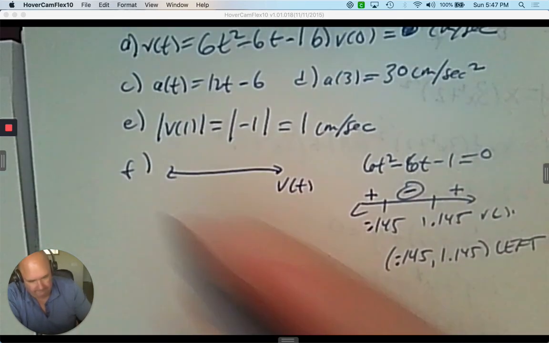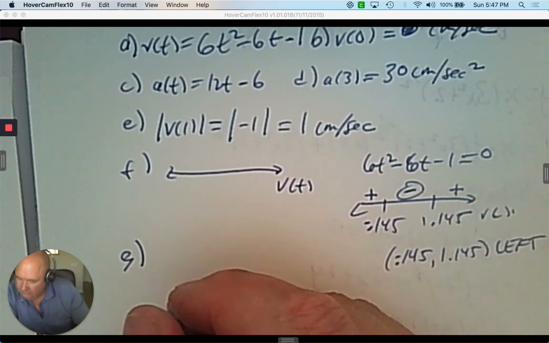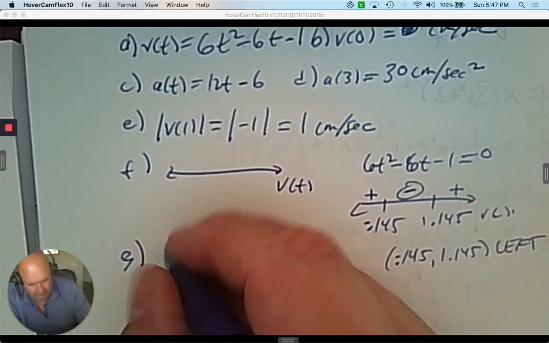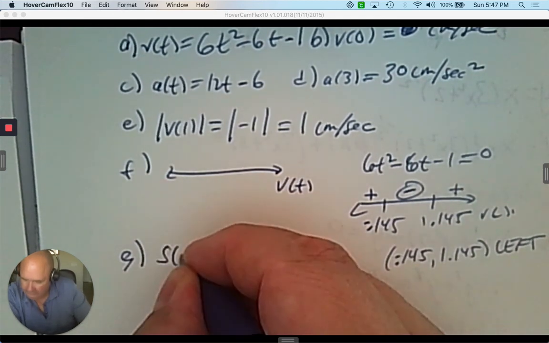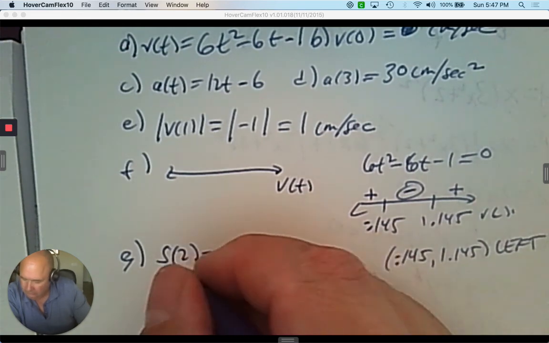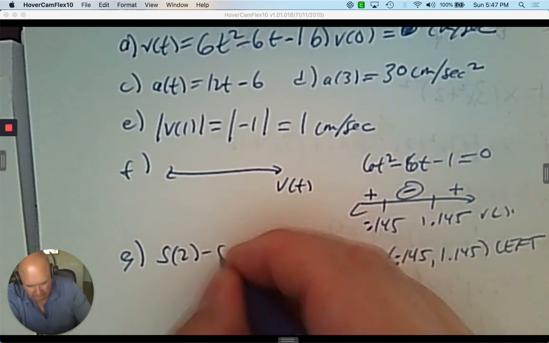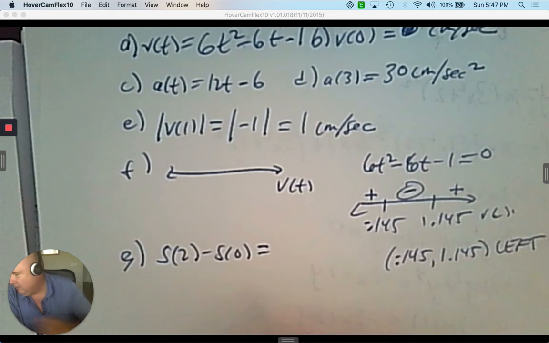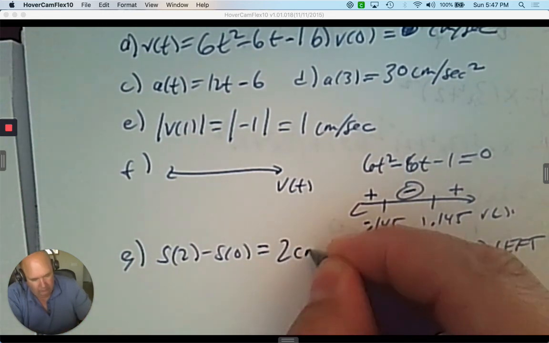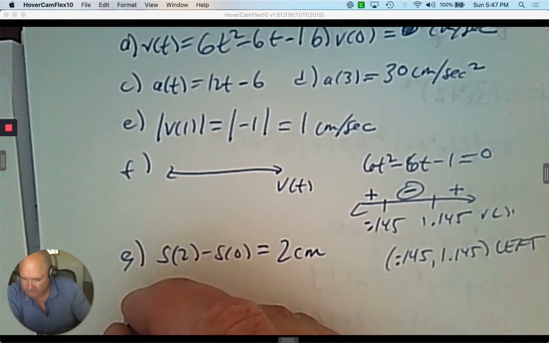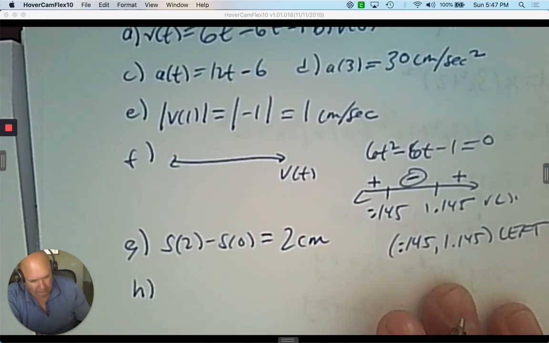Part G. So in part G, what is the object's displacement? For the displacement, we just take the end and the beginning. So this is between 0 and 2 seconds. Plug in 2, plug in 0, and you get the answer 2, and it's in centimeters. What's the total distance traveled?